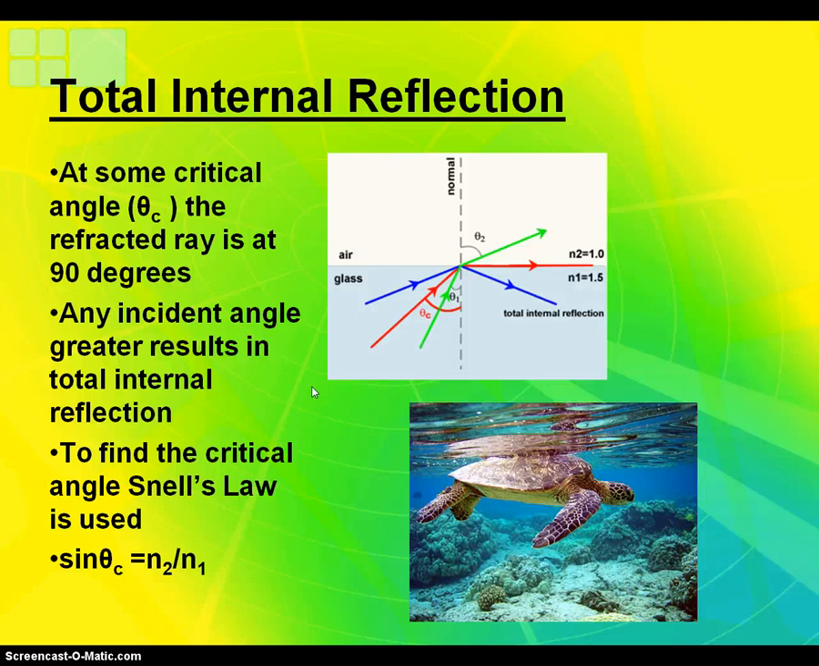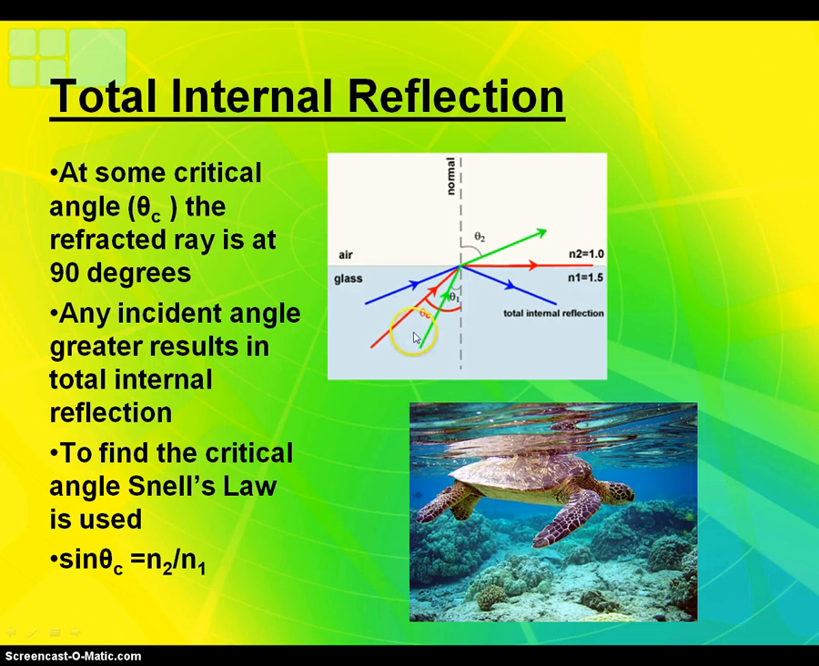In this video, I'm going to discuss what is called total internal reflection. This occurs when a light ray goes from a more dense medium to a less dense medium, or a medium with a high index of refraction to a medium with a low index of refraction.